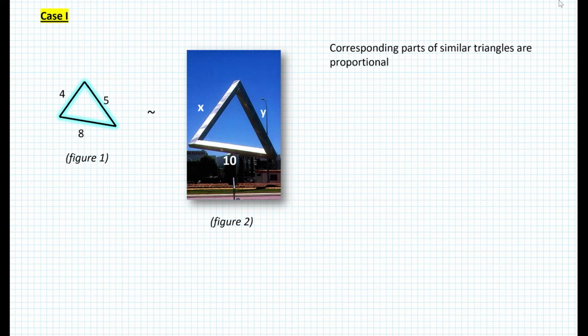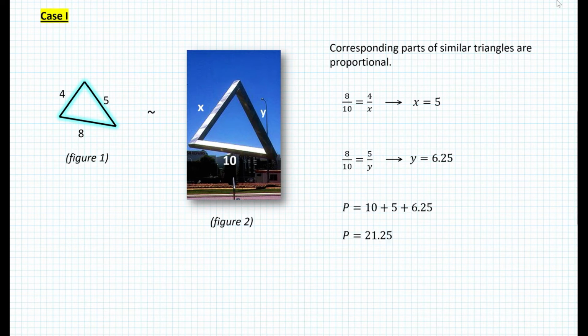Now we can set up a proportion here. We can say that 8 over 10 is equal to 4 over x. So if we solve for x, we obtain x is equal to 5. Similarly, we can say that 8 over 10 is equal to 5 over y, and that is going to give us a y value of 6.25. Now our goal is to find the perimeter here. So if we add up all the values of 10, 5, and 6.25, we end up with a perimeter equal to 21.25.